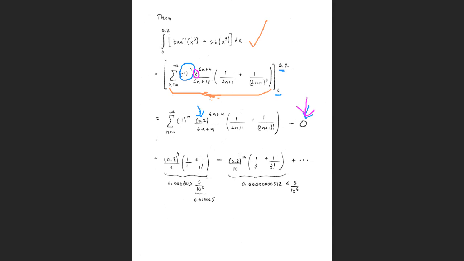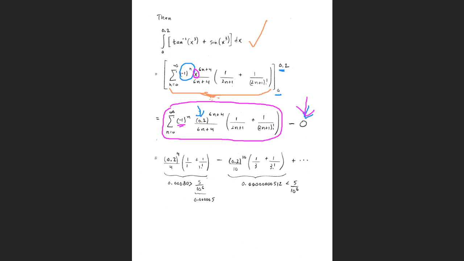And so now what we have to do is we recognize that, okay, this here is my series. See, I don't have a power series anymore because I have a 0.2 in for x. So now I have just a regular series, but it's an alternating series because of the -1 to the nth power. And so we can use the alternating series estimation theorem.